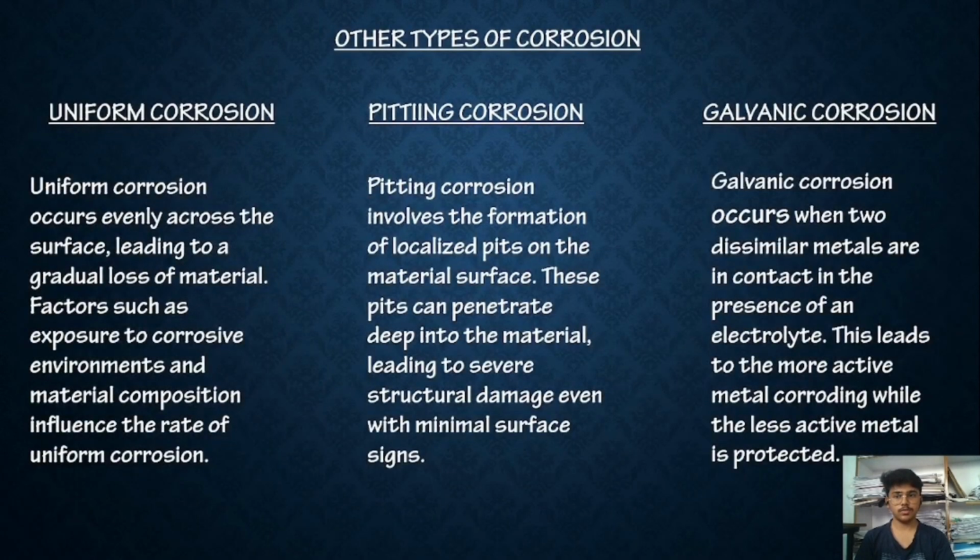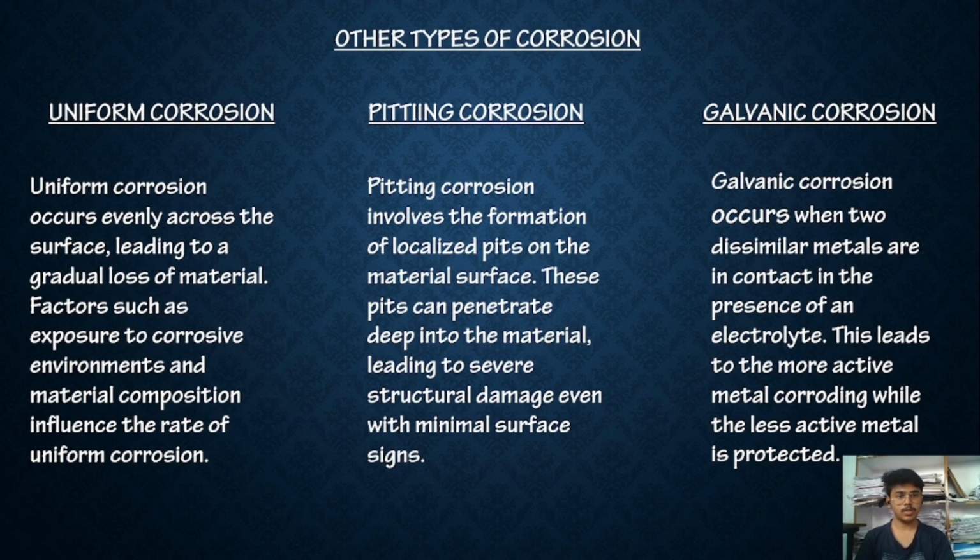Other types of corrosion. Uniform corrosion. Uniform corrosion occurs evenly across the surface, leading to gradual loss of material. Factors such as exposure to corrosive environments and material composition influence the rate of uniform corrosion. Pitting corrosion. Pitting corrosion involves the formation of localized pits on the material surface. These pits can penetrate deep into the material, leading to severe structural damage even with minimal surface signs.